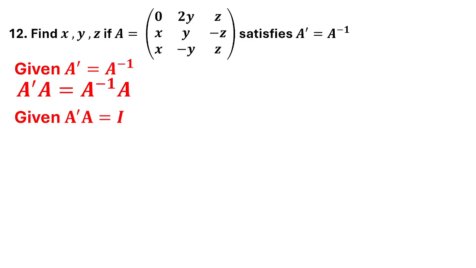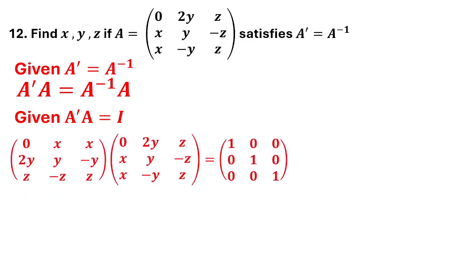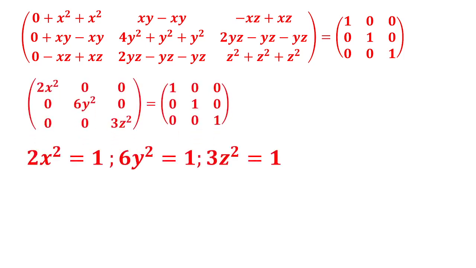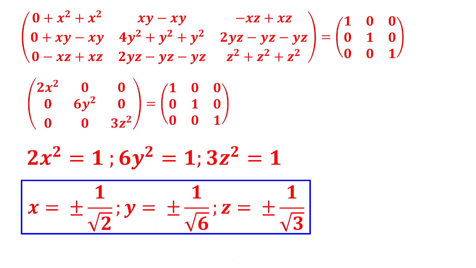Now, when I multiply matrix transpose with the matrix, I am getting identity. Therefore, I'm doing it now. Transpose of a multiply by a is equal to identity. I am equating now. I am getting three equations now. x is equal to plus or minus 1 by root 2, y is equal to plus or minus 1 by root 6, and z is equal to plus or minus 1 by root 3. Fantastic. Be careful, don't find a inverse.